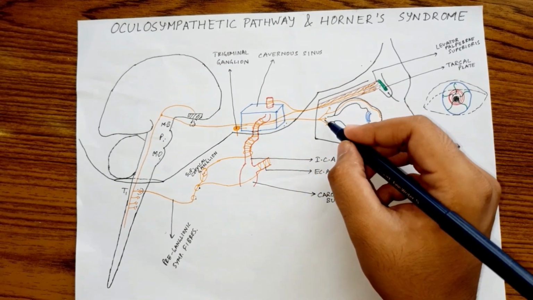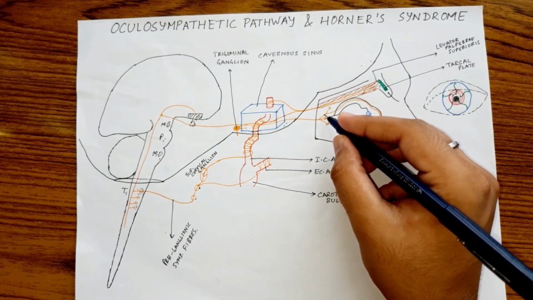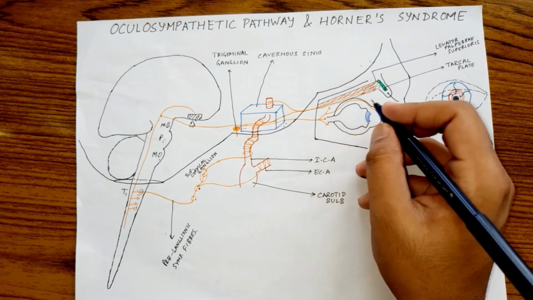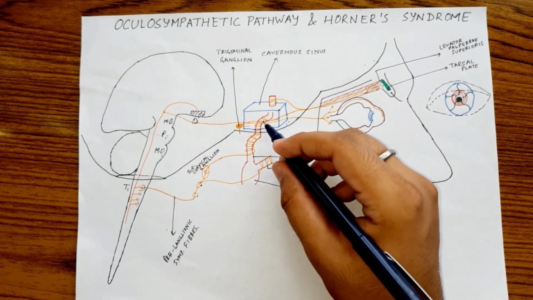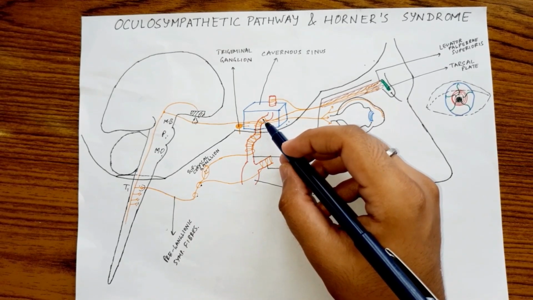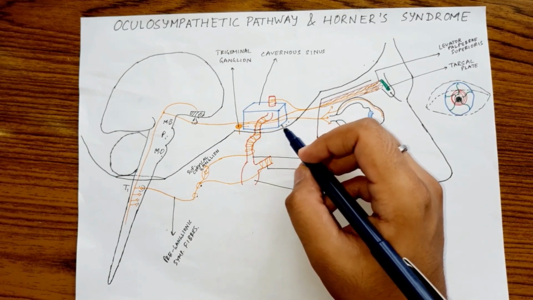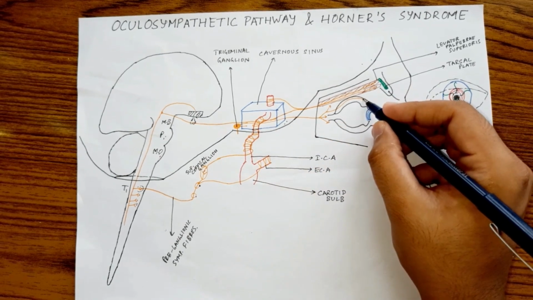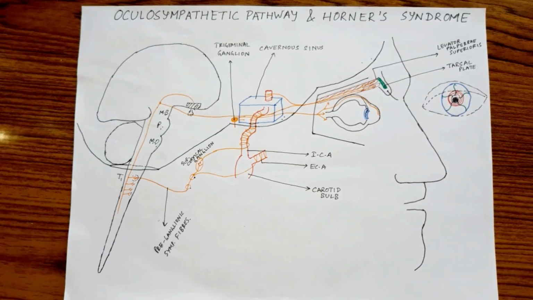In the orbit, it divides into three parts: the frontal part, the lacrimal part and the nasociliary part. The nasociliary part is mainly responsible for supplying the cornea. On its way from the internal carotid artery, the sympathetic fibers jump and join with the ophthalmic division of the trigeminal and then supply the dilator pupillae muscle in this fashion.